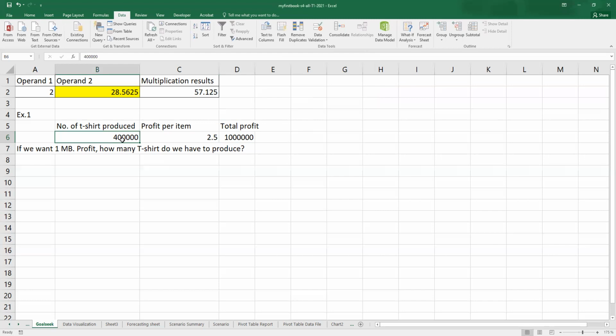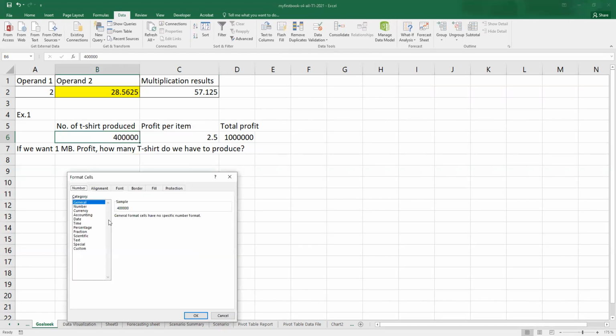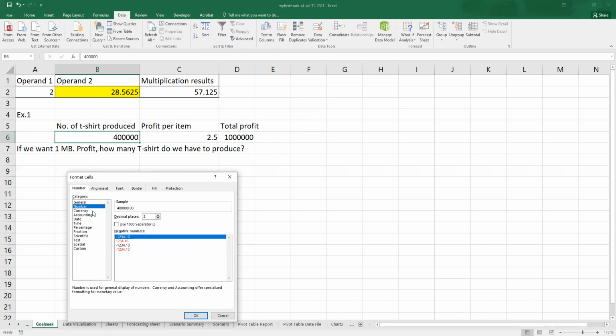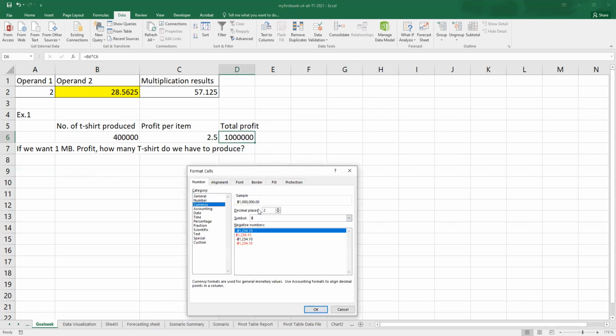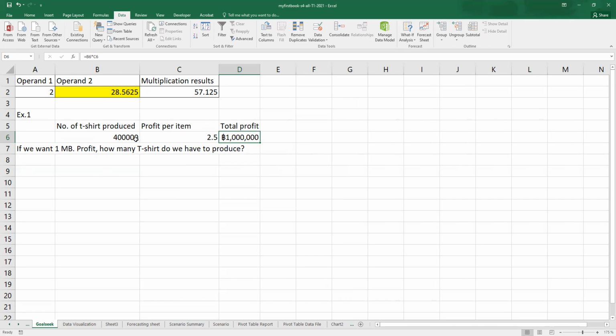So that means in this one, suppose you say that, okay, in order to get the profit of, let's say, 1 million baht, you have to produce 400,000 T-shirts, because in each T-shirt you receive 2.5 baht for the profit. This is the way that we use Goalseek easily. Okay. So after that, let's see a more complicated example.